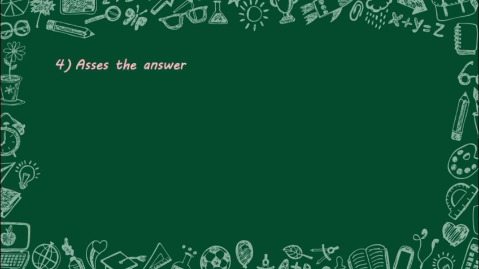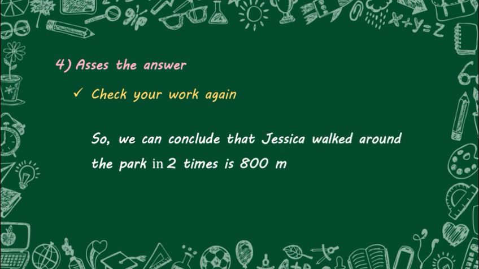The last step, assess the answer. Check your work again. We can conclude that Jessica walked around the park 2 times, which is 800 meters.